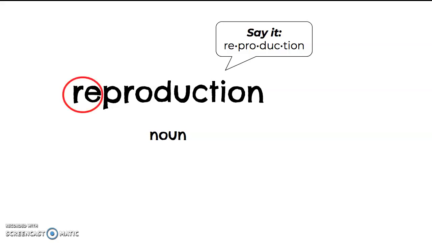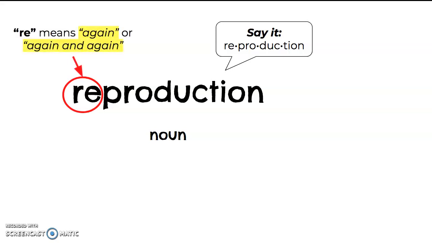Okay, so here we have re. Re. If you think about re, you might have talked about it many times in elementary school. What does that mean? Well, re means again or again and again, right? It's repeating. You could even hear it in the word repeat.